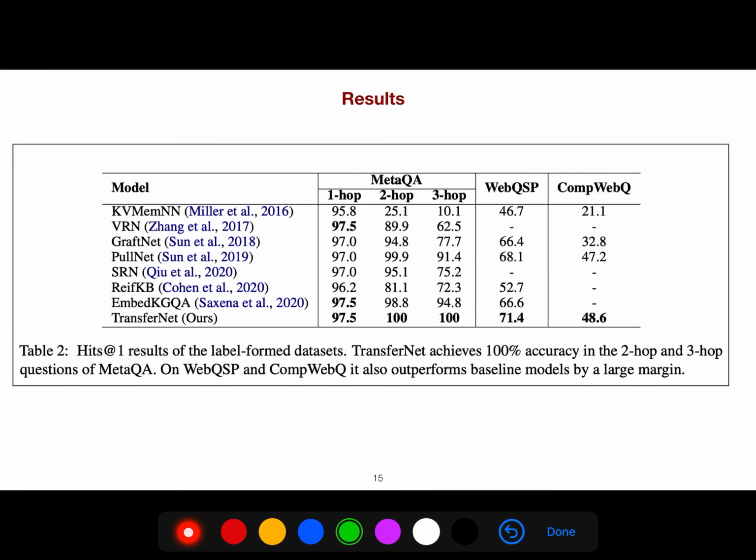And these are the results. You see, I've talked about PullNet. I've talked today about TransferNet. This is the article. It compares it with GraphNet, and I have explained others as well. But not this one.